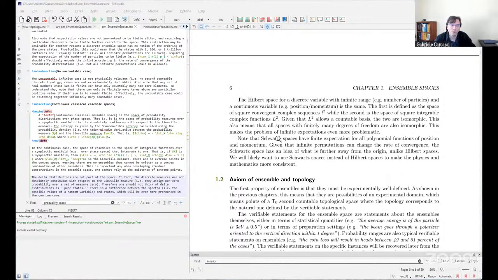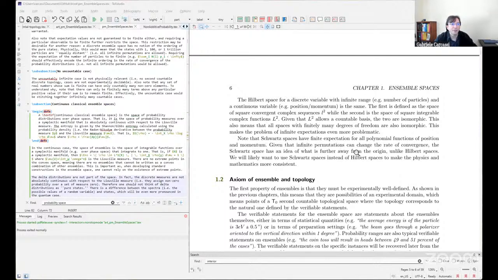And again, we can look at something just for inspiration. Note that the Schwartz spaces have finite expectation for all polynomial functions of position and momentum. The Schwartz space is the space of infinitely smooth functions that decay faster than any polynomial. So for example, the Gaussian is something in the Schwartz space. It's infinitely smooth and it goes to zero like an exponential. So the expectation of any polynomial is always finite.